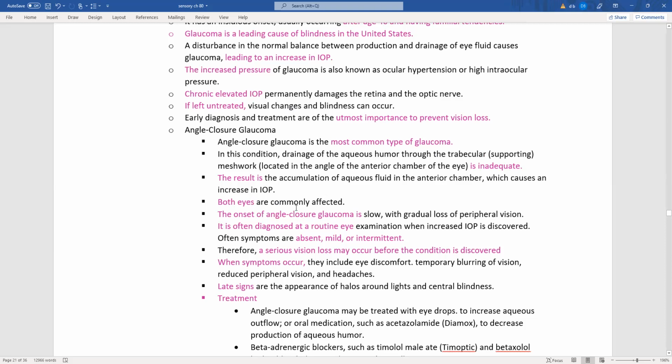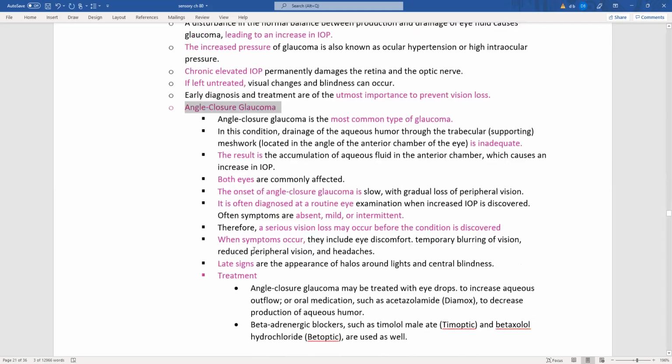Both eyes are commonly affected. The onset of angle closure glaucoma is slow with gradual loss of peripheral vision. It is often diagnosed at a routine eye exam. Often symptoms are absent, mild, or intermittent. Therefore, serious vision loss may occur before the condition is discovered. When symptoms occur, they include eye discomfort, temporary blurry vision, reduced peripheral vision, and headaches. Late signs are the appearance of halos around lights and central blindness. Okay, those are the late signs for angle closure glaucoma.